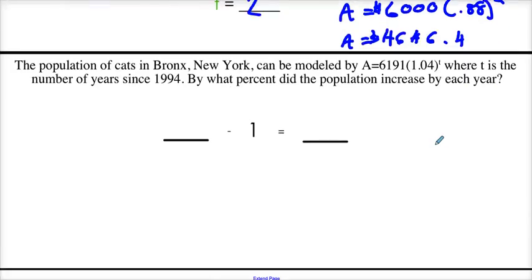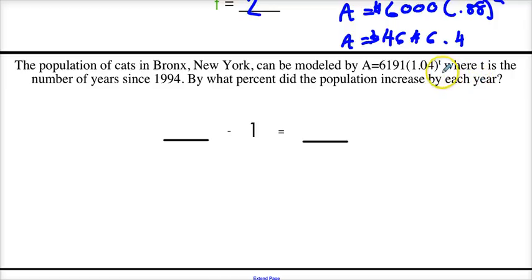Now let's look at one last problem. The population of cats in the Bronx, New York, can be modeled by the equation A equals 6191 times 1.04 to the t, where t is the number of years since 1994. What percent did the population increase by each year? Now, I know this sounds crazy. You have a population of cats in the Bronx, and it's going up every year. You want to figure out by what percent the population increased each year, and I'll show you how to do this.